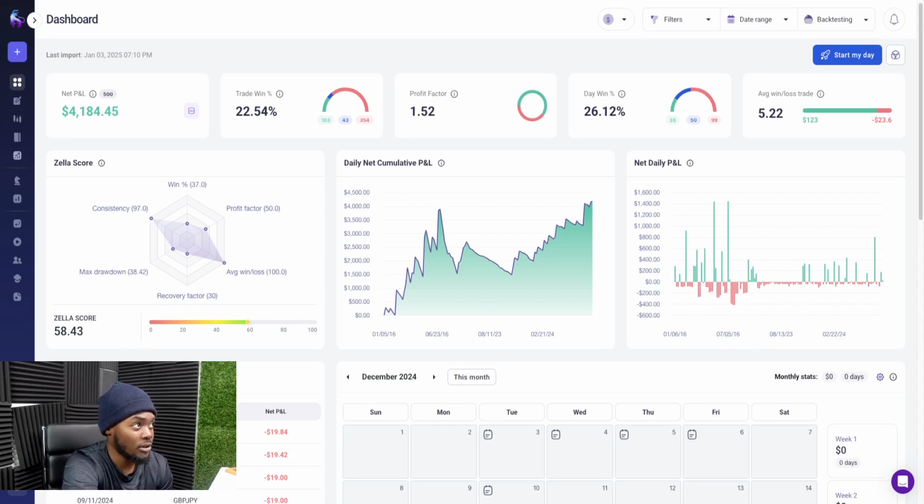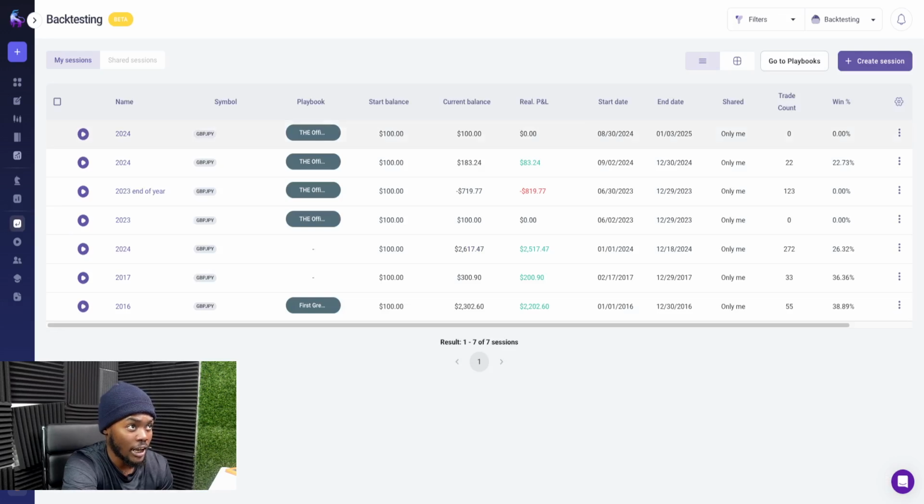So in Tradezella, there is a backtesting feature somewhere here on the side. And it's just going to bring up all of your recent sessions. So this is basically my recent sessions that I've been backtesting, I believe. Some of these I deleted, but this is probably like the most recent. Let me show you exactly how it works though.